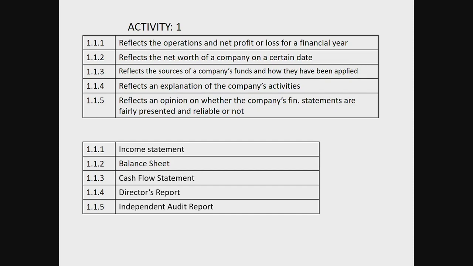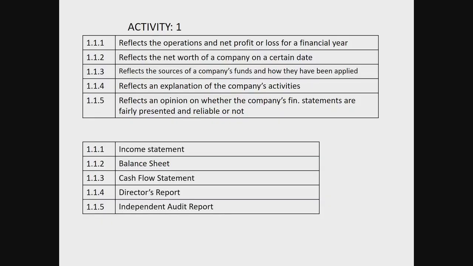That is the responsibility of the directors. They only have to come and express an opinion. They come and do sample testing, and they want to test if the financial statements are reliable. And then the directors report to the shareholders, and also the auditors, they also report to the shareholders. Okay? So that should take care of the first part of that activity.